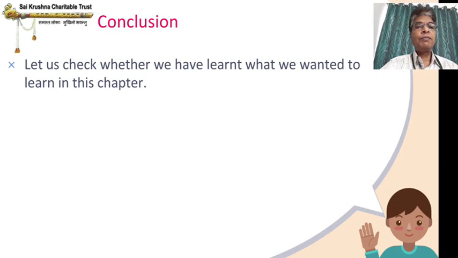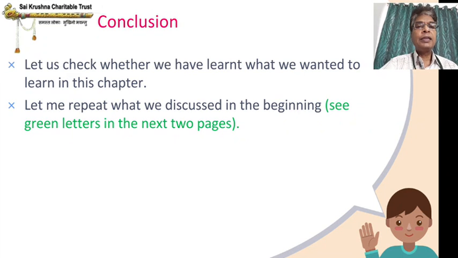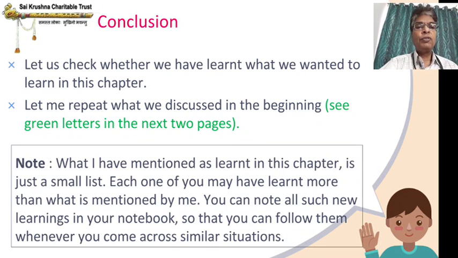So let us check whether we have learned what we wanted to learn in this chapter. As usual, I will be showing in green colors first what we saw in the first part. What I have mentioned as learnt in this chapter is just a small list. Each one of you has learnt more than what is mentioned by me. I am very sure.